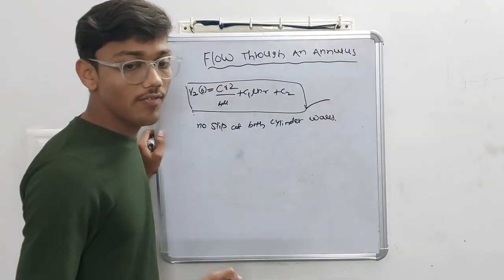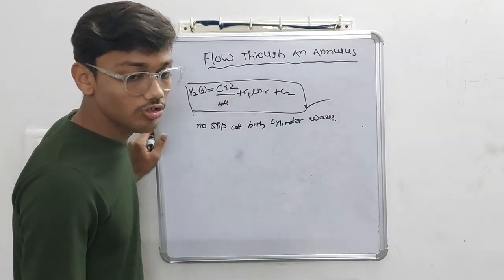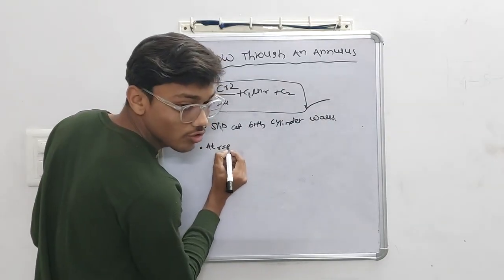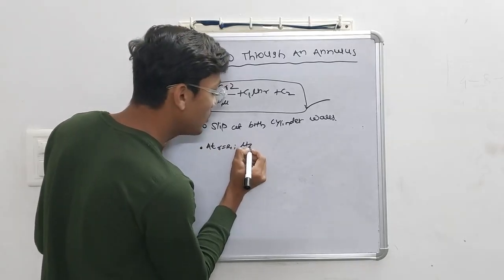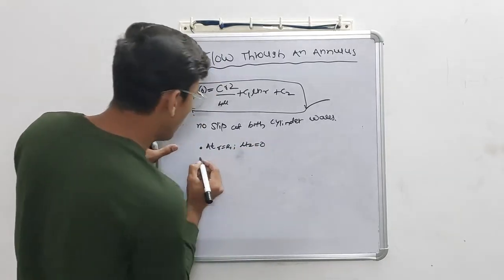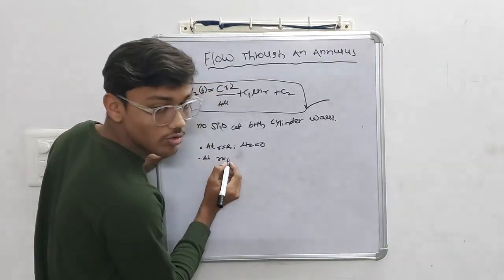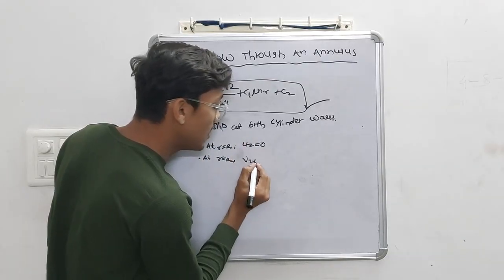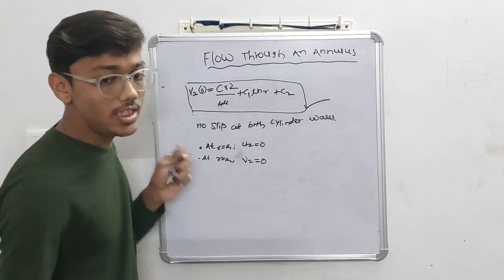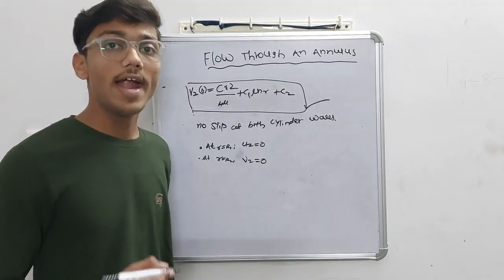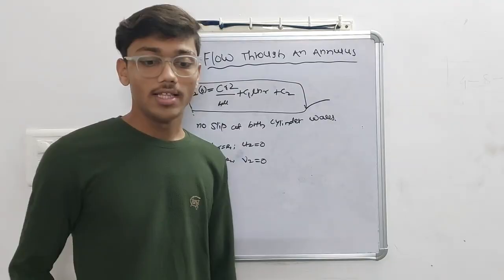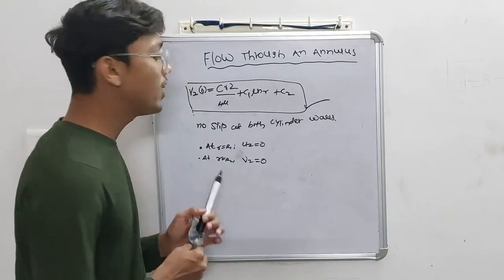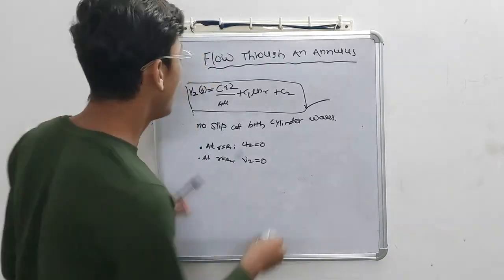At r equals r1, Vz equals 0. And at r equals r2, Vz equals 0. Use these two conditions to solve for C1 and C2. So further we are solving for C1 and C2 to get our final form of the velocity profile. So we are getting the velocity profile like that.